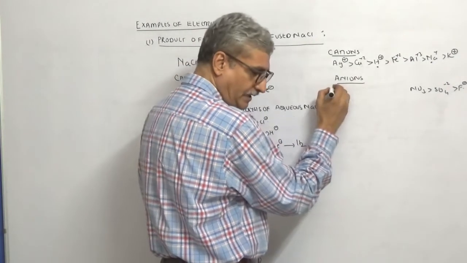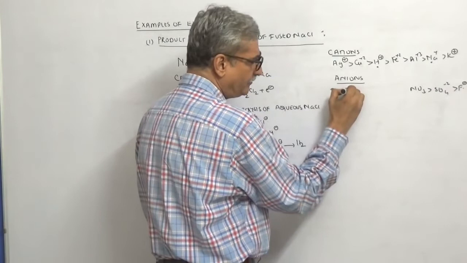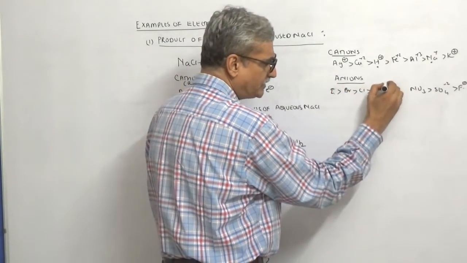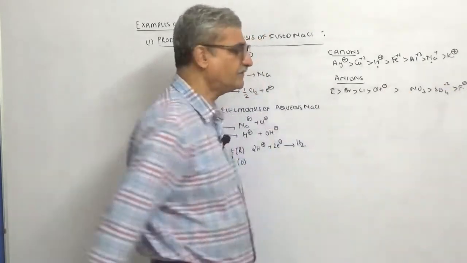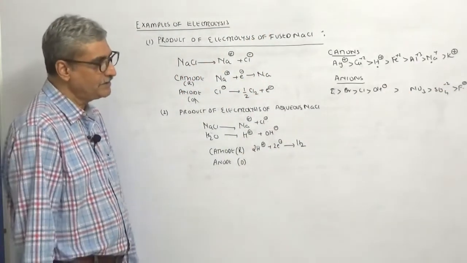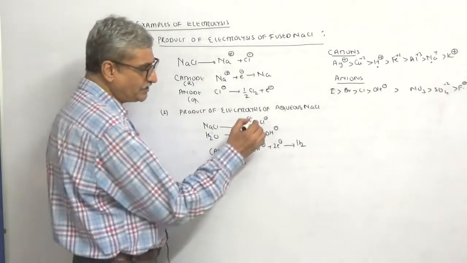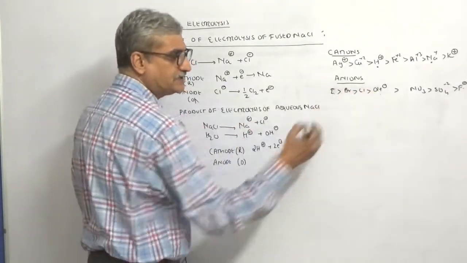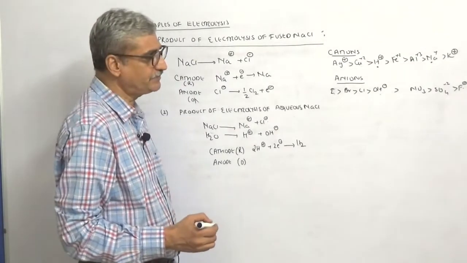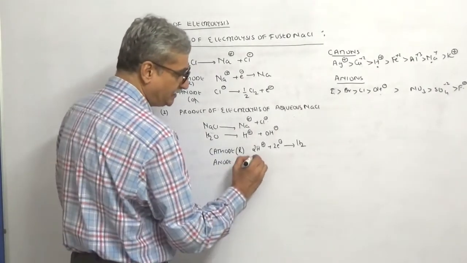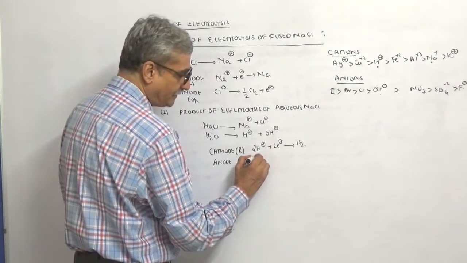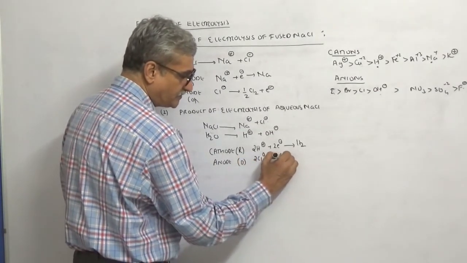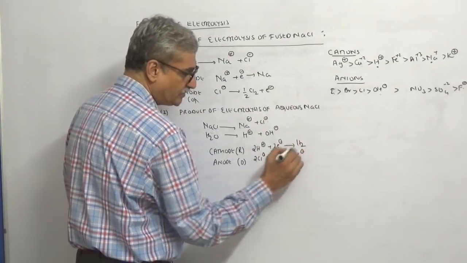It will be halide, that is iodide greater than bromide greater than chloride greater than OH minus greater than nitrate greater than sulfate. Okay, this is the correct logic. So here what happens between OH minus and Cl minus, chloride has a higher discharge potential as compared to OH minus ion. So at the anode, what is going to happen? You will have 2Cl minus forms Cl2 plus 2 electron.